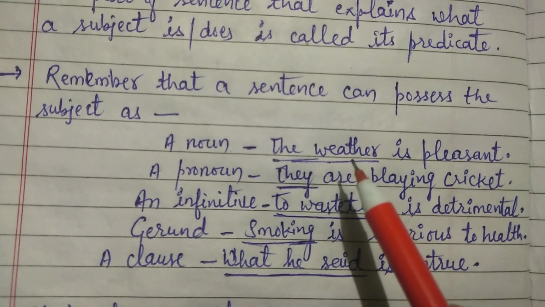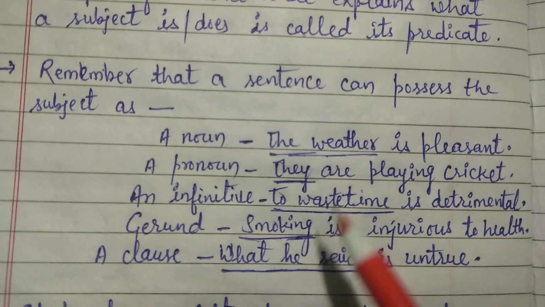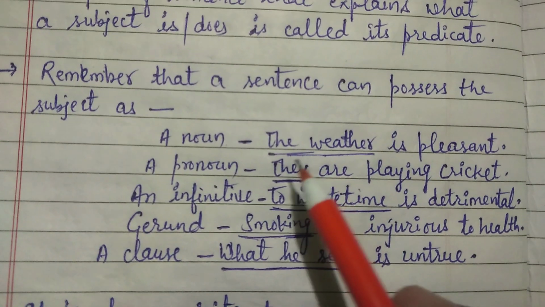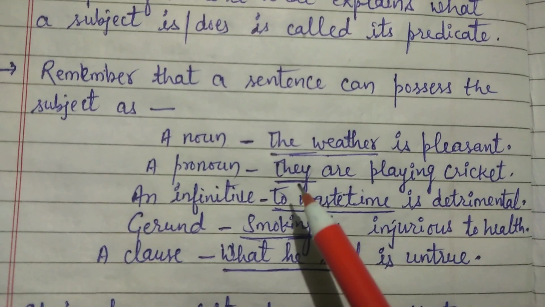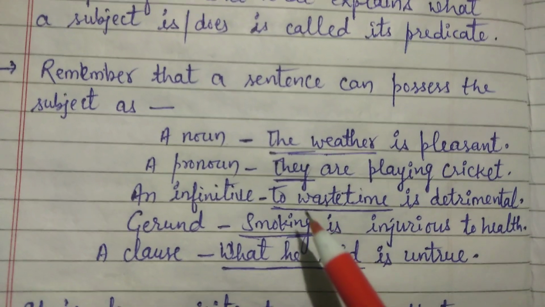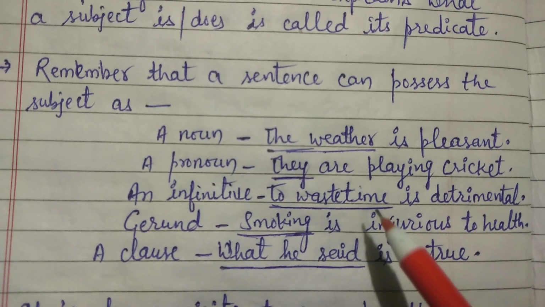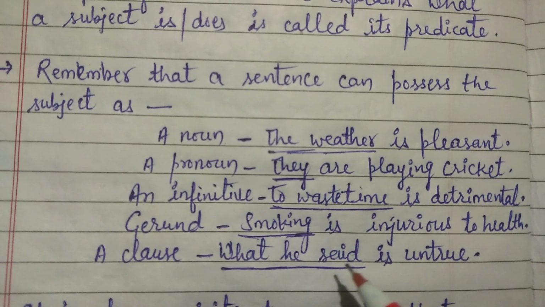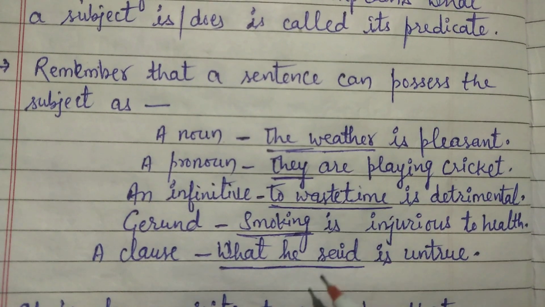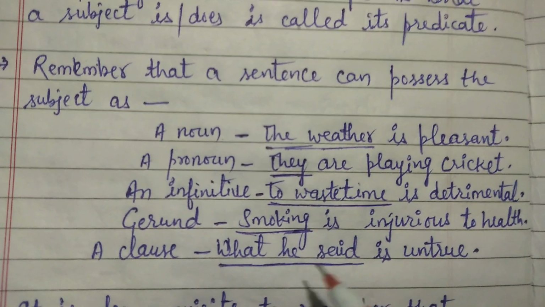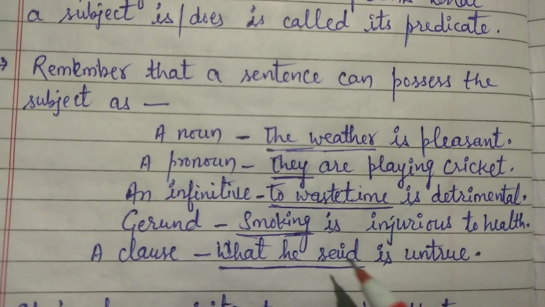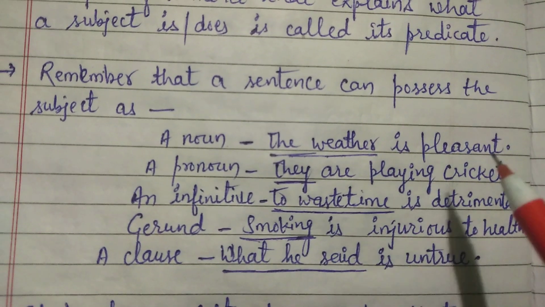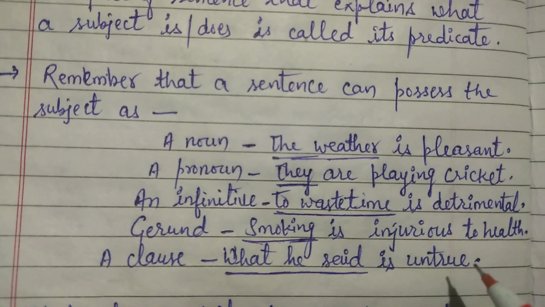The underlined words in all the sentences, for example, the weather in the first, they in the second, to waste time in the third, smoking in the fourth, and what he said in the fifth, are working as the subjects of these sentences.